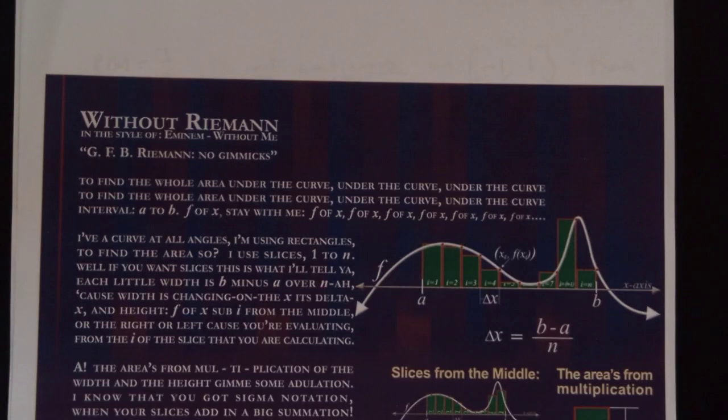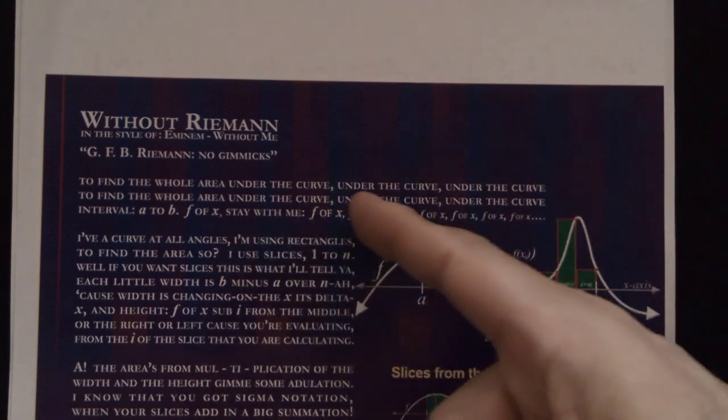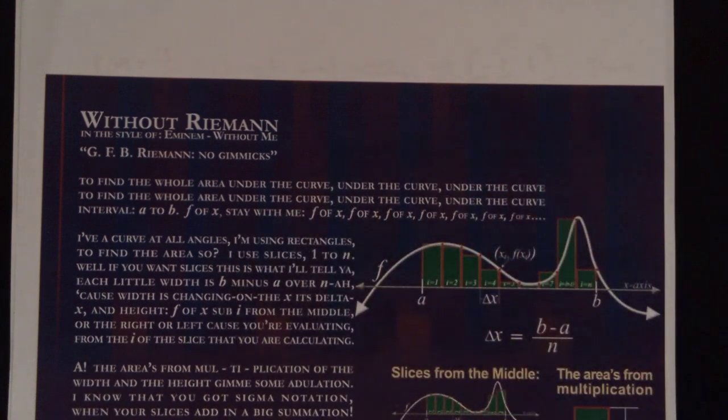of M&Ms without me. GFB, Riemann, no gimmicks. To find the whole area under the curve, under the curve, under the curve. I can't do this section without hearing this thing in my head. The whole area under the.